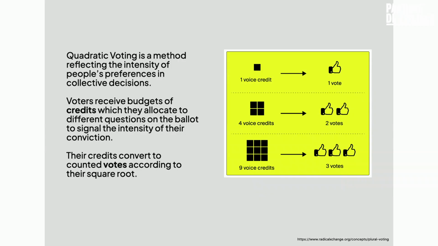To go back to the slide about quadratic voting, maybe it's good to understand a little how this works. In a quadratic vote or decision-making process, every voter is allocated a certain number of credits. In this case, it was 99 credits, and those credits can be spread across a number of issues.